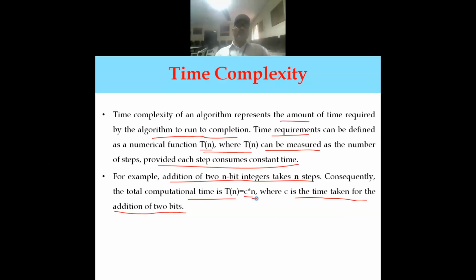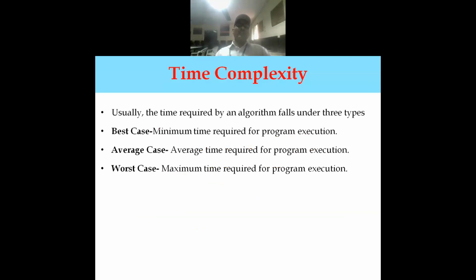Generally, the time required for an algorithm to execute falls under three important categories: best case, average case, and worst case. The best case is the minimum time required for program execution. Average case is the average time required for program execution. Worst case is the maximum time required for program execution.